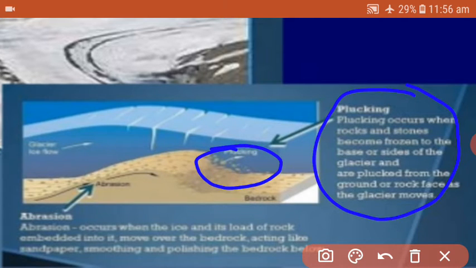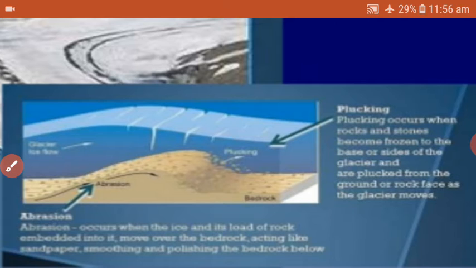So it shows you that the plucking action first happens. Plucking occurs when rocks and stones become frozen to the base or sides of the glacier and are plucked from the ground or rock faces as the glacier moves. So with the movement of the glacier, these are removed, they are plucked from the ground, and such action of plucking, that is known as removal of the ground, that is the action of erosion.